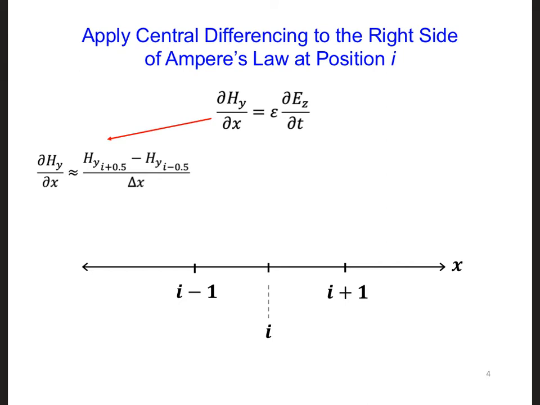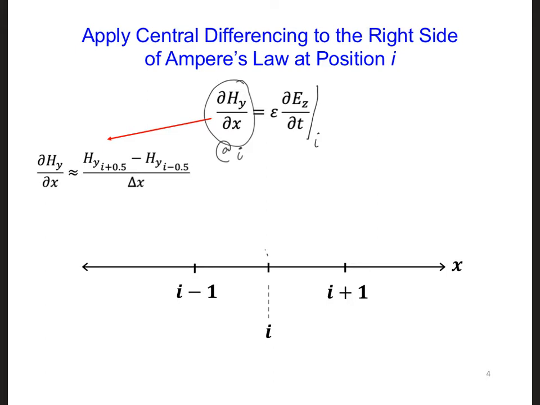On this slide, I put what we did for the left side of the equation. So now, for the right side of the equation, first, we can consider that we evaluated the term on the left side at position I. And so we also need to evaluate the right side of the equation at position I. So I'm going to put here that bar with the I to indicate that we're going to evaluate it at position I. If we do this, then it means that in space, the EZs must be located at position I.